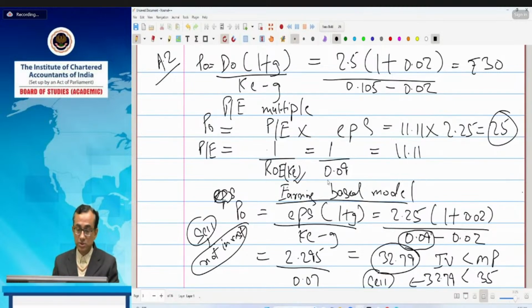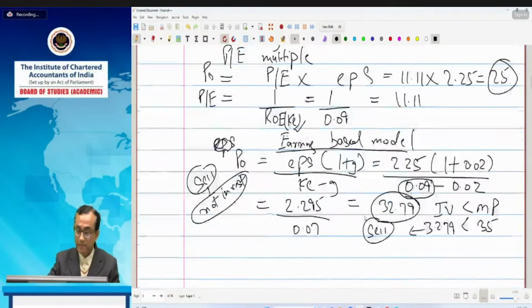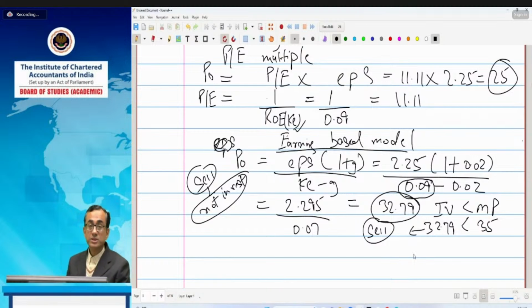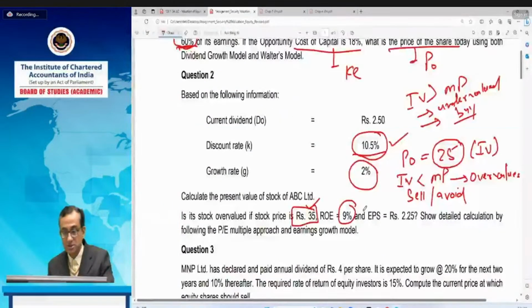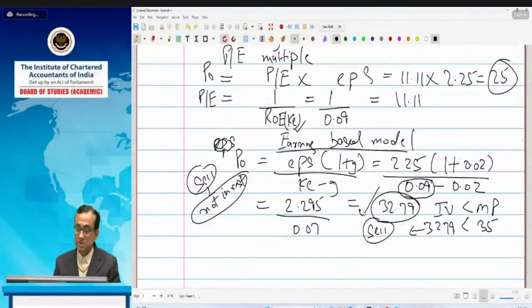In the second portion, the earning based model, we have also calculated the P0 with the help of EPS. And in this situation also, the intrinsic value or the present value, that is 32.79, is actually less than the market price, which is given in the question, which is 35. So since the intrinsic value is less than the current market price, the answer will be to sell.